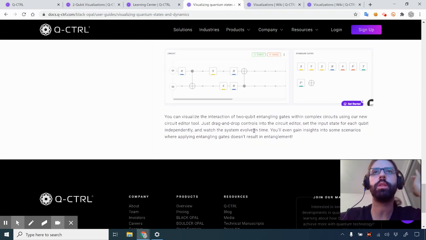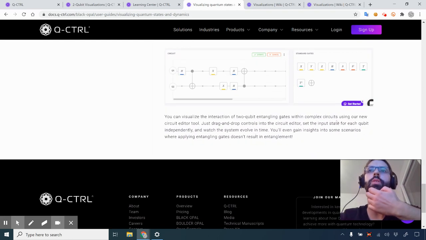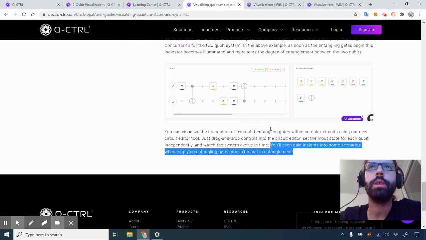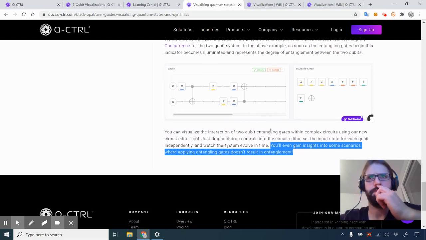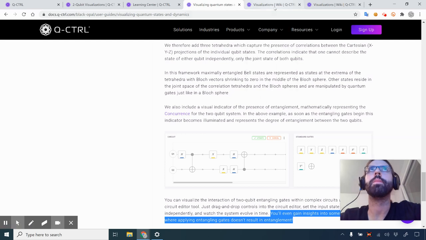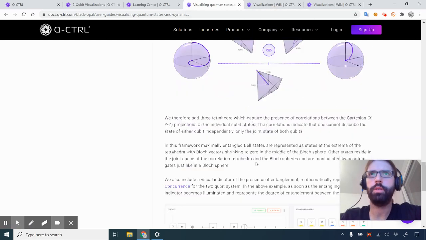You can visualize the interaction of two-qubit entanglements in a couple of circuits using our new circuit editor tool. Drag and drop controls into the circuit, set the input state for each qubit independently, and watch the system evolve in time. You'll even gain insights into some scenarios where applying entangling gates doesn't result in entanglement. What? Okay. Interesting.